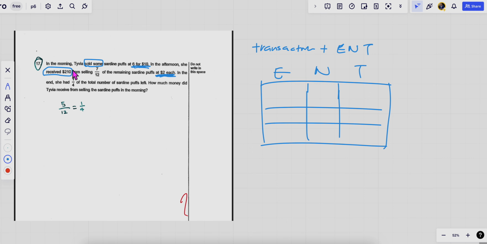In the morning, sold some sardine puffs at 6 for 10. So you need to start the branch, and actually the branch will give you the number. Okay, so in this case the number is not known, so this one is not known, so this is known. So the one that is not known, then you need to use the branch to figure it out.